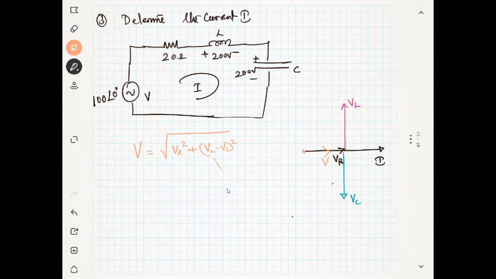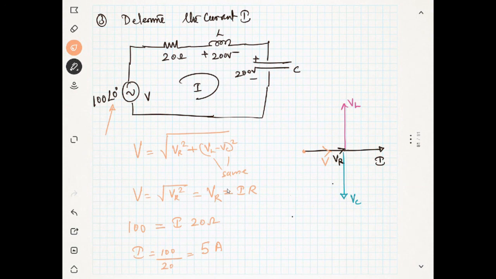But VL is equal to VC here. Both are the same, so it is zero. V will be equal to the square root of VR squared, which is VR. You can see this angle is 0 degrees. So you take the magnitude, 100 is equal to the current into 20 ohm. VR is nothing but I into R. So the current will be equal to 100 by 20, which is 5 ampere.